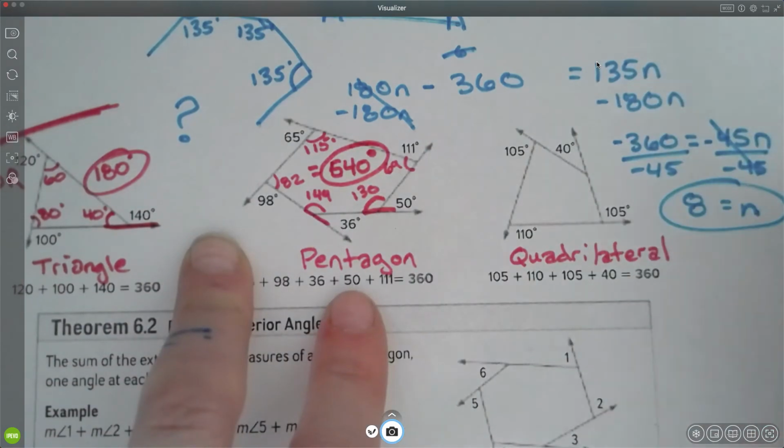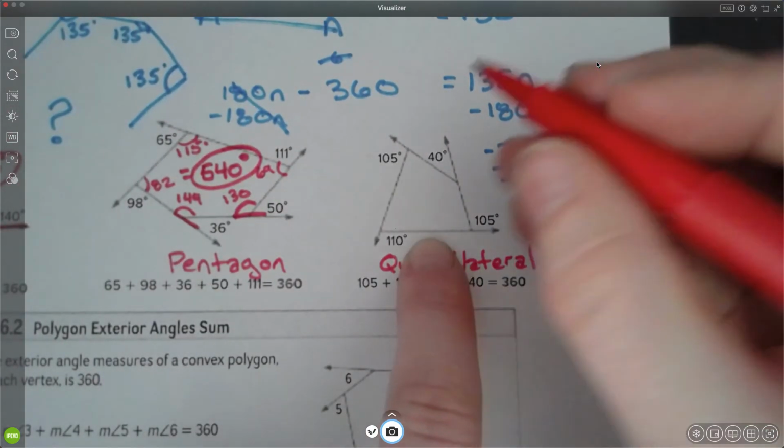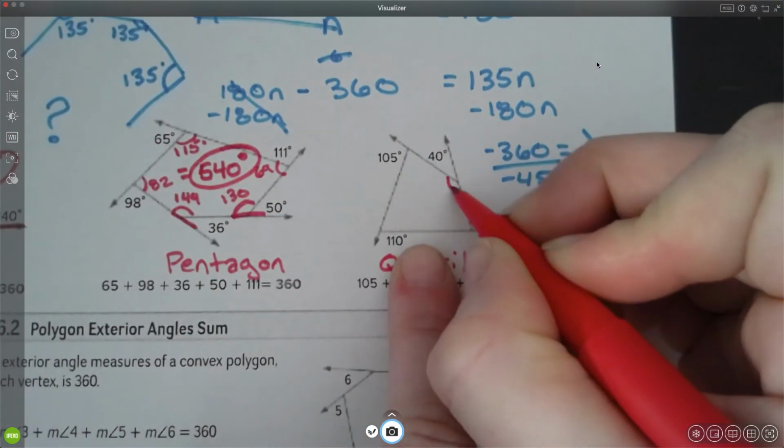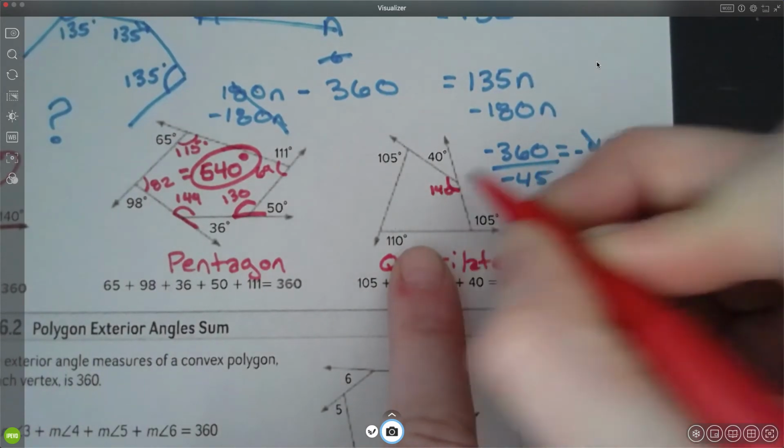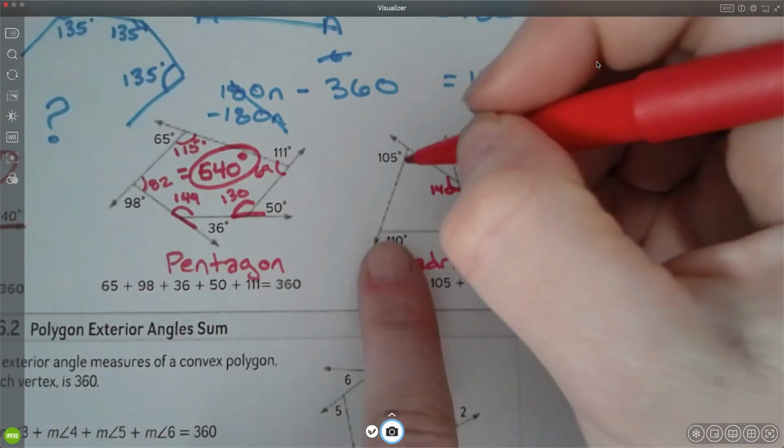Now this one over here. If this is 40 degrees, this is 140. Okay, 105. What will that one be?